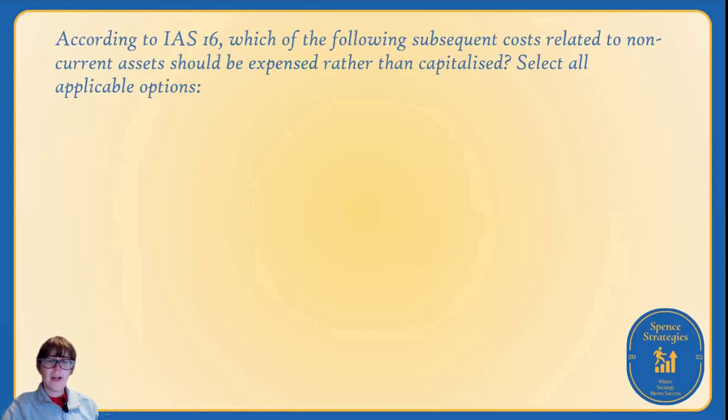We're going to have a look at a question based on IAS 16 surrounding the International Accounting Standard of Property, Plant and Equipment. So according to IAS 16 then, which of the following subsequent costs related to non-current assets should be expensed to our statement of profit or loss rather than being capitalised to our statement of financial position? We are asked to select all applicable options which apply here. So let's work down each one turn by turn.